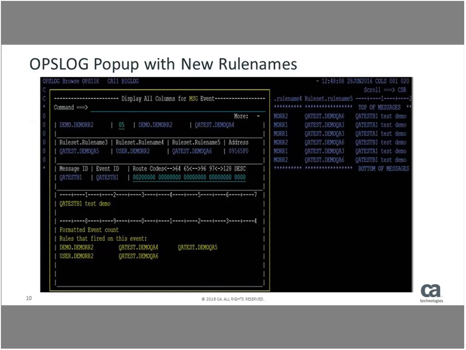And then all these new columns are also available in the pop-up message that comes out in OPSLOG that shows you all the display columns. So that is available, and it comes out in the formatted text if you hit the little number count to tell you how many rules are fired off of it.